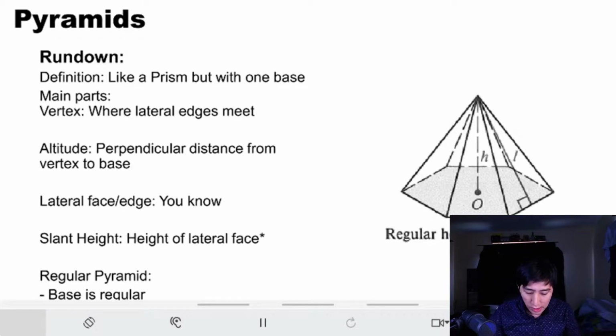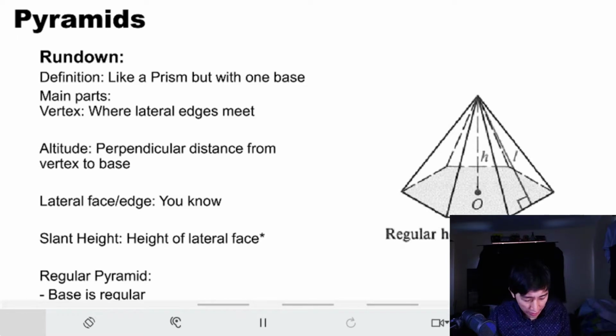Now, altitude, just like last time, is another way we can say height. This is the perpendicular distance from the vertex to your base. So from here to here, this 90-degree distance, that's going to be your height or your altitude.